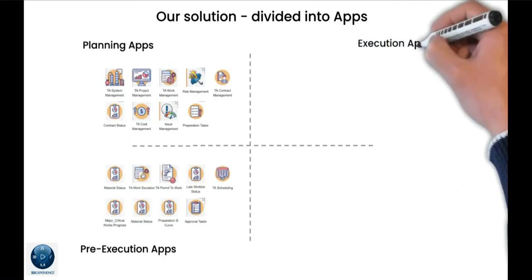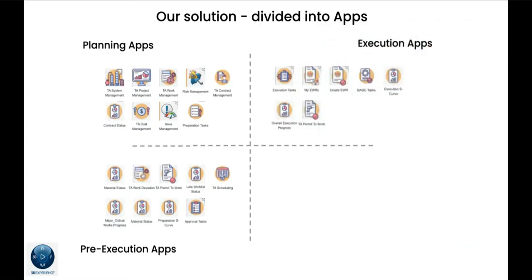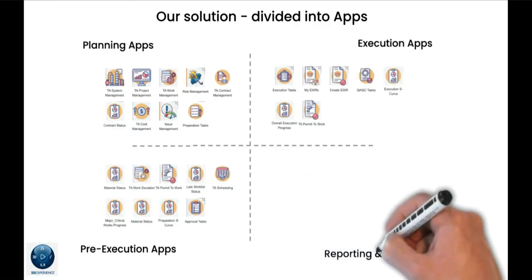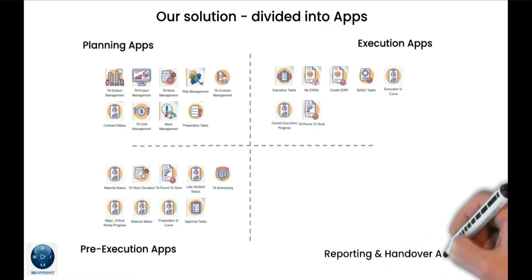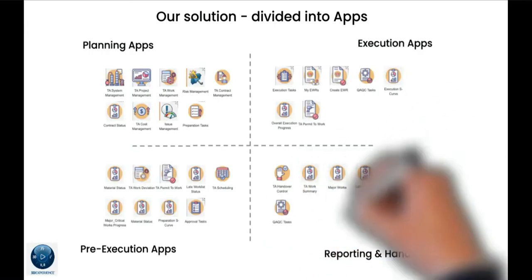Number 3, Execution apps, used by the entire TA and operations team along with contractors to perform the turnaround. Number 4, Reporting and handover apps, used by the TA manager and lead planners to track the final status of work orders and hand over the plant after the turnaround.